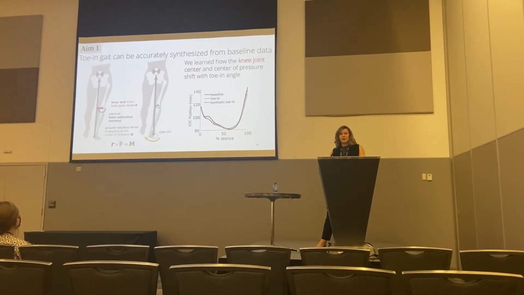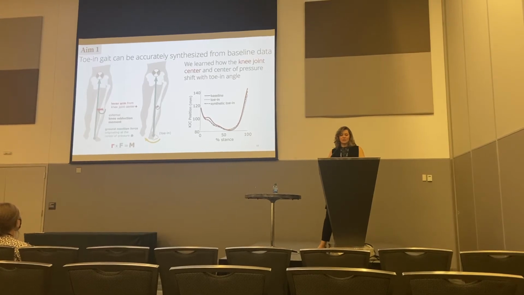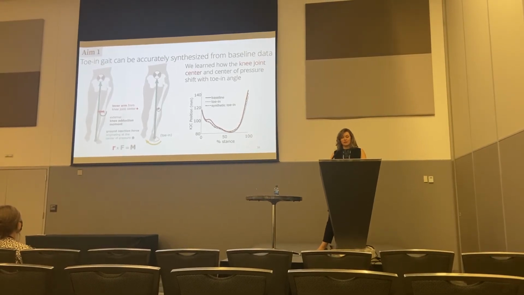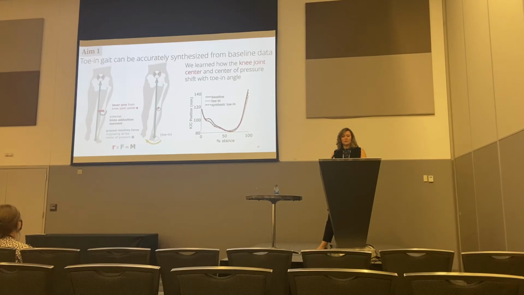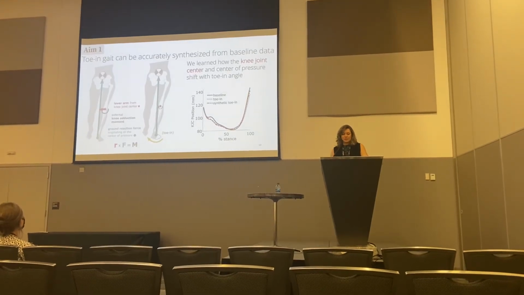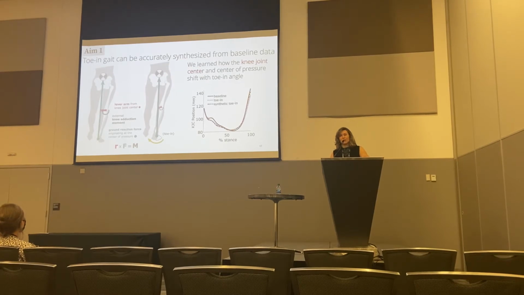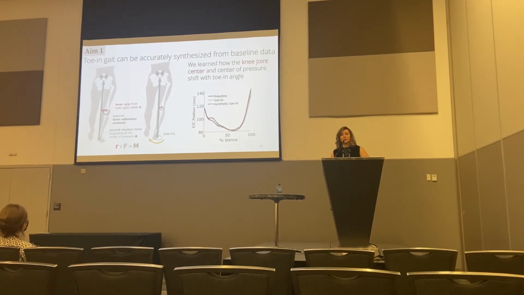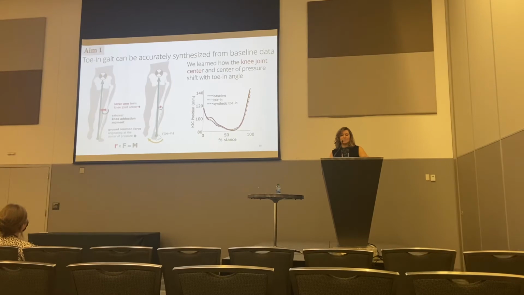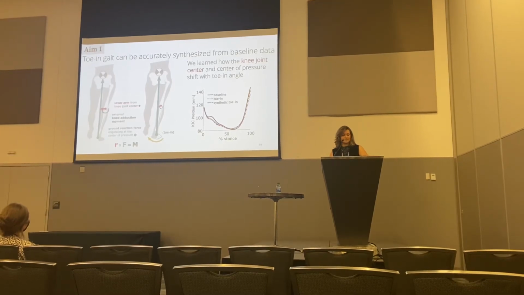So here we see a medial-lateral knee joint center for a single representative subject plotted over percent stance, so heel strike to toe off, relative to the pelvis center. Baseline knee joint center is shown in solid gray, and you can see that both the synthetic trajectory in red and the ground truth toe-in in blue capture that medial shift in the early half of stance.